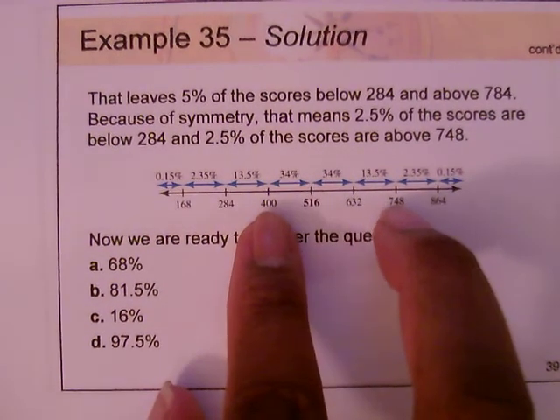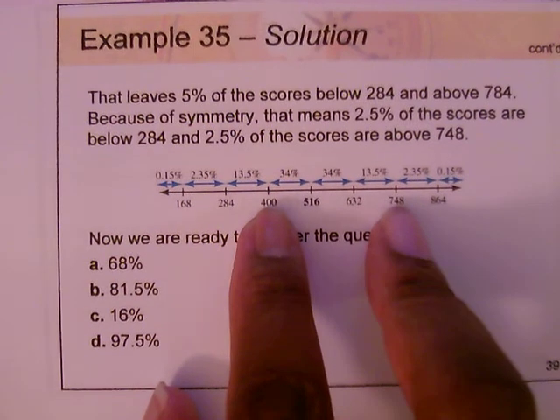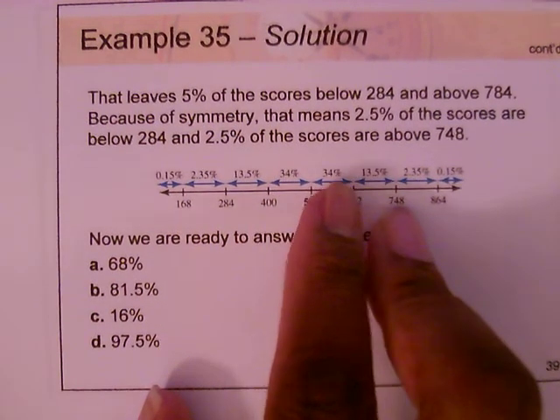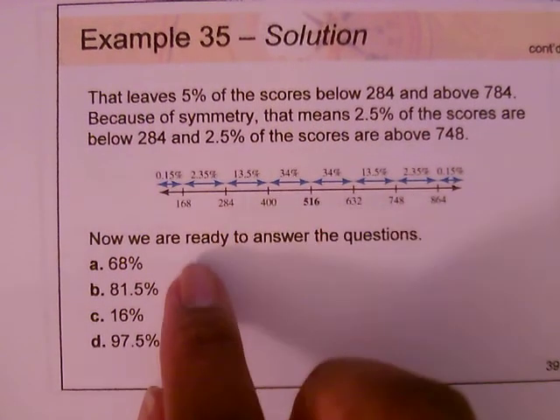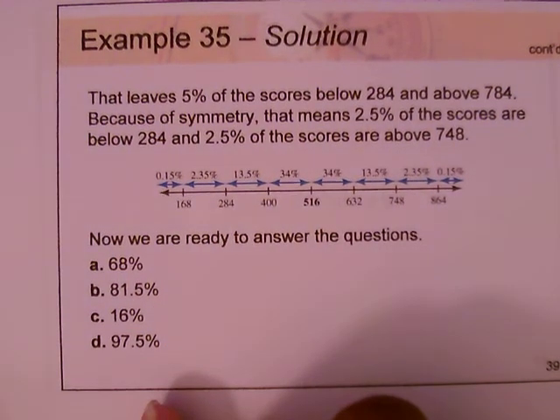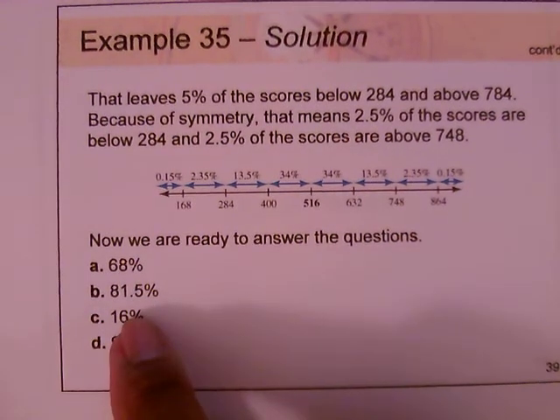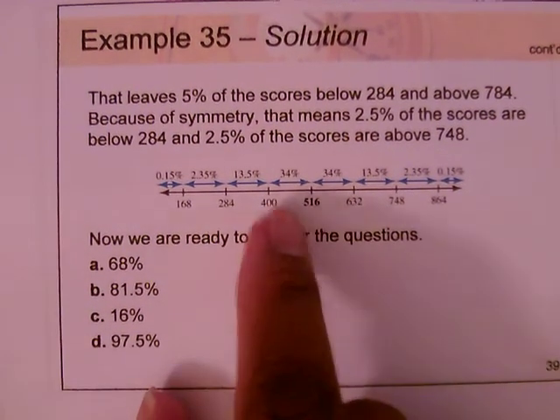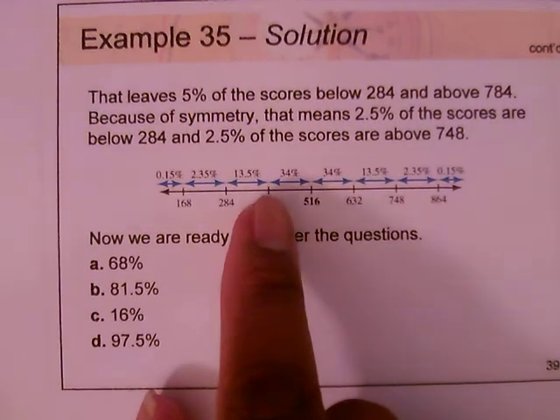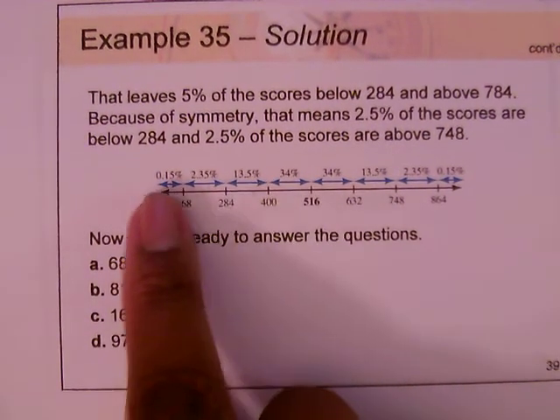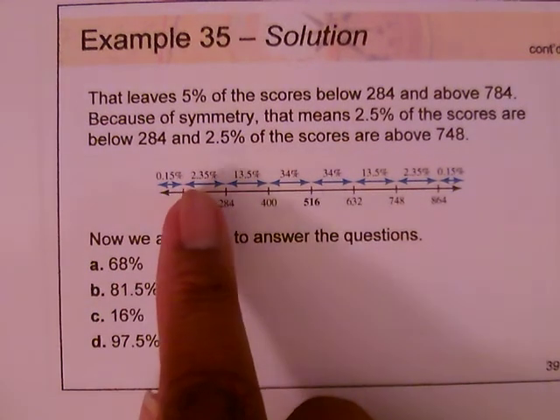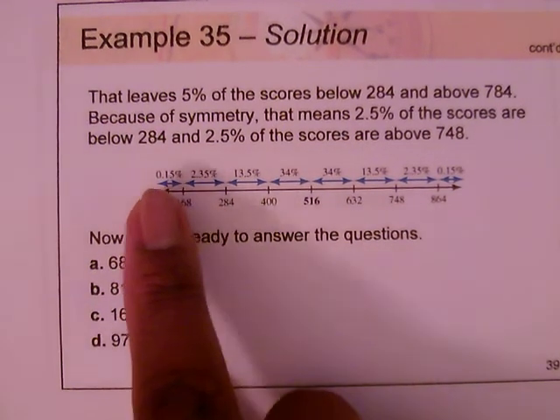So now you got 34, 34, and 13.5%. Add those up, you get 81.5%. And then for less than 400, here's 400. We have to look at everything to the left of 400. 13.5%, 2.35%, 0.15%. Add those together, you'll get 16%.